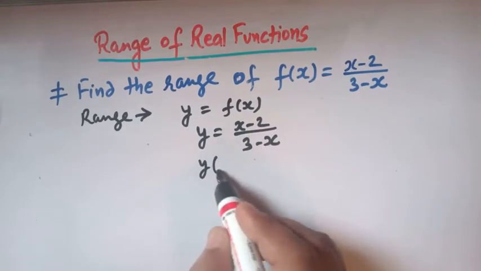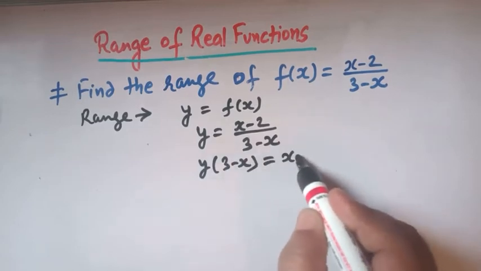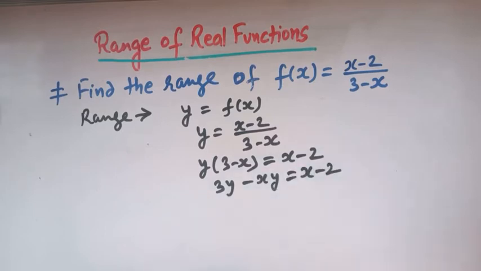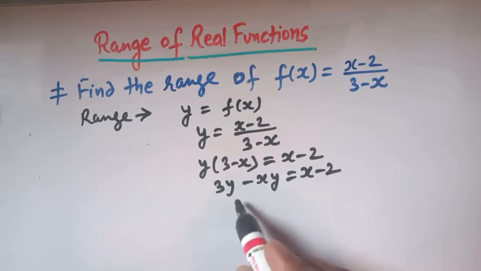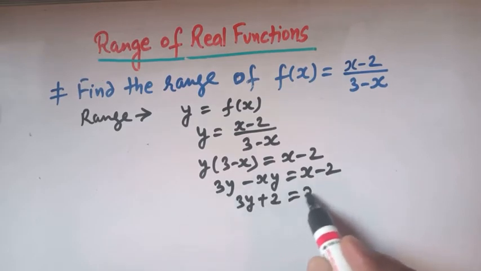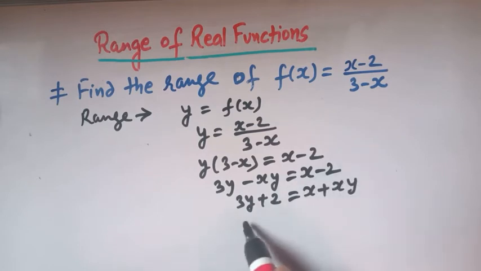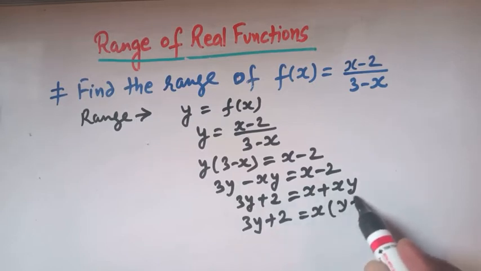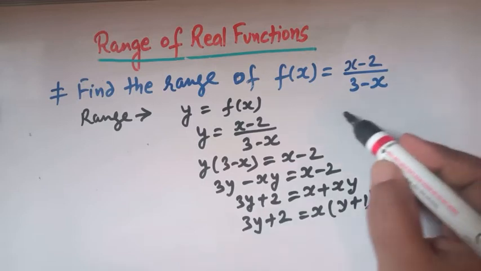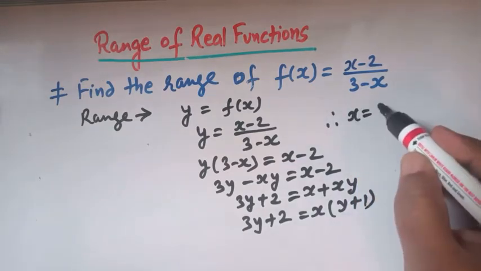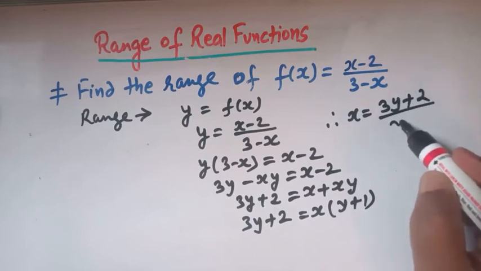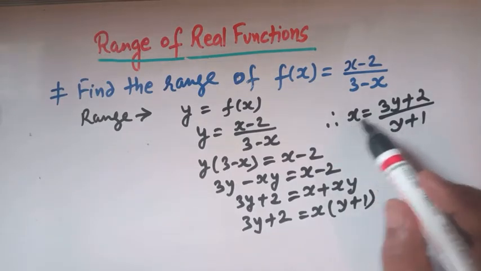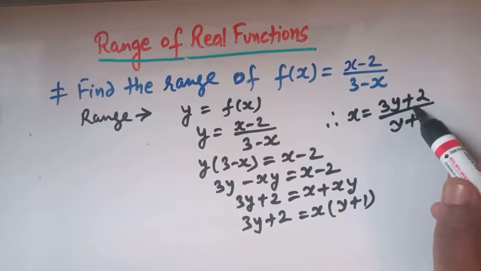So here we have y times (3 minus x) is equal to x minus 2. Then 3y minus xy is equal to x minus 2. And then we have 3y plus 2 is equal to x plus xy. And then we have 3y plus 2 is equal to x times (y plus 1). Clear? So therefore we write x is equal to (3y plus 2) over (y plus 1). Now we have expressed x as a function of y here.